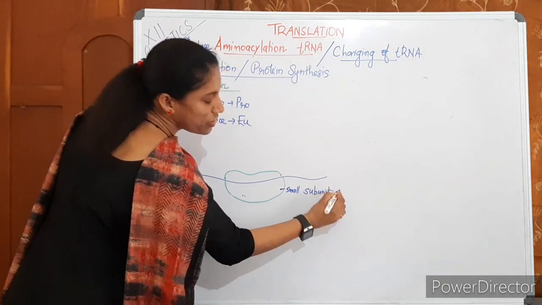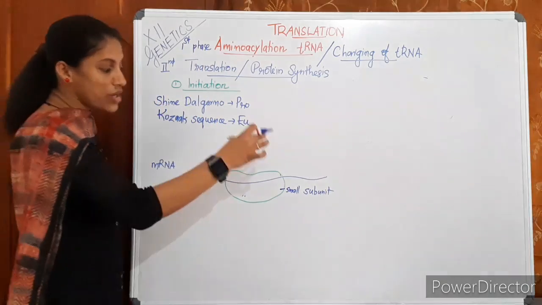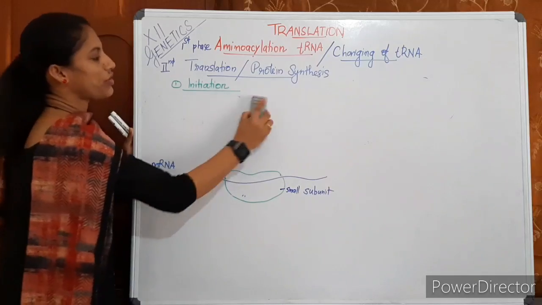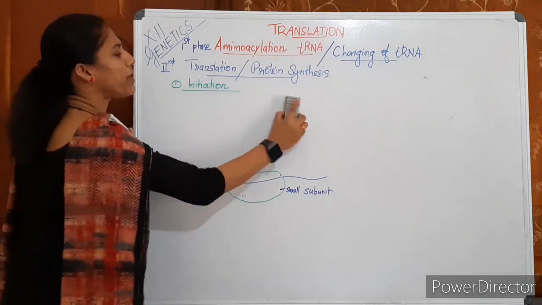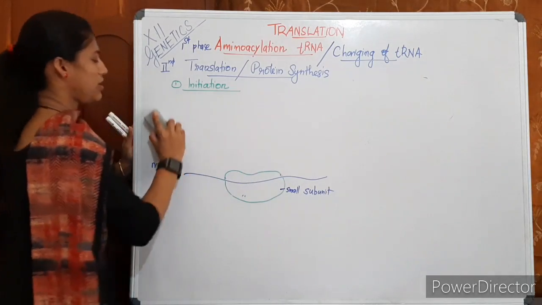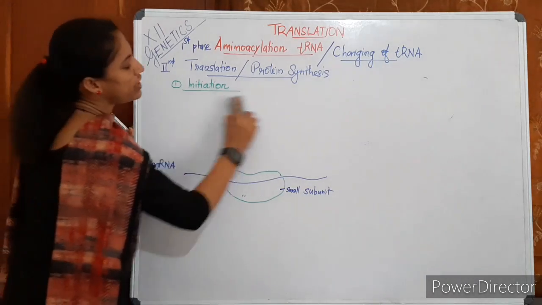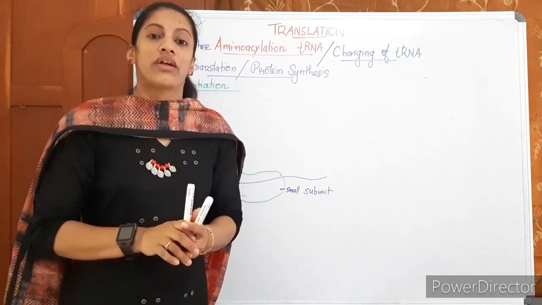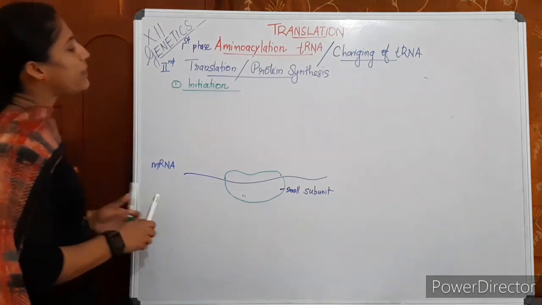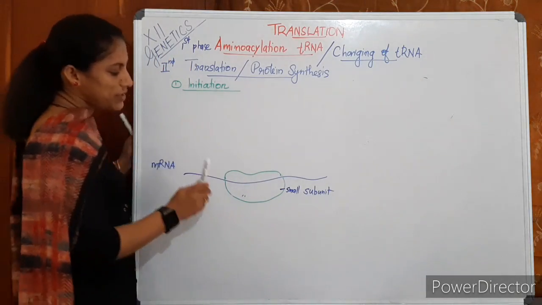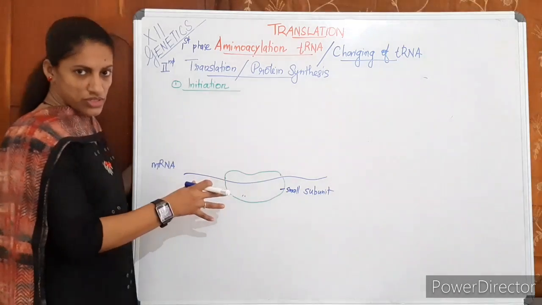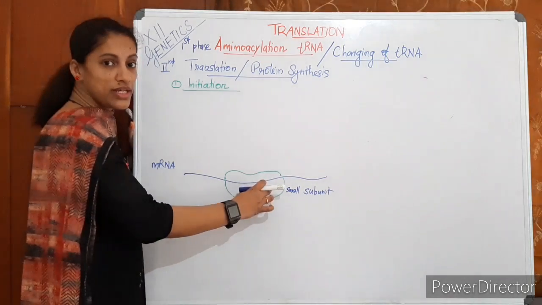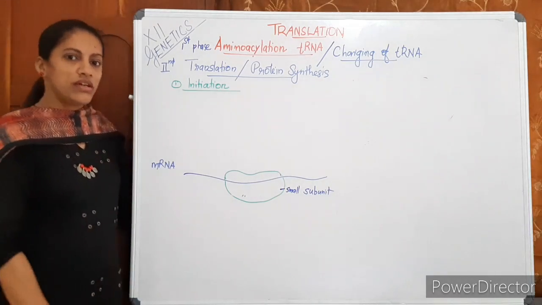Is it okay for you? The mRNA is now attached to the smaller subunit of the ribosome. Okay, the two sequences, just keep in mind for the entrance exam purpose only. Shine-Dalgarno in prokaryotes, then in eukaryotes it is the Kozak sequence. With the help of initiation factors, this process occurs. That means mRNA is attached to what? The small subunit. Is it okay?